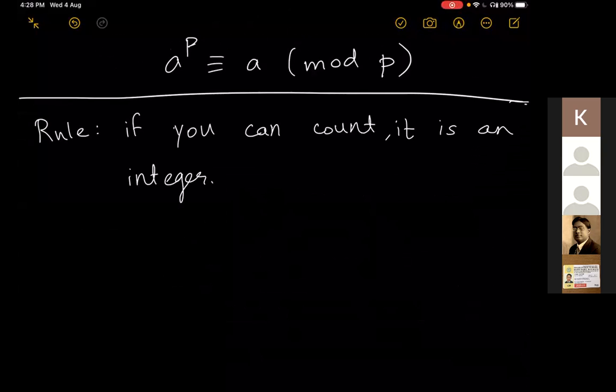Obviously, if you can count, it is an integer. 1, 2, 3, 4, I am counting like that. You can't count real numbers. Like if I ask you, what is the number after 0? What is the real number after 0?